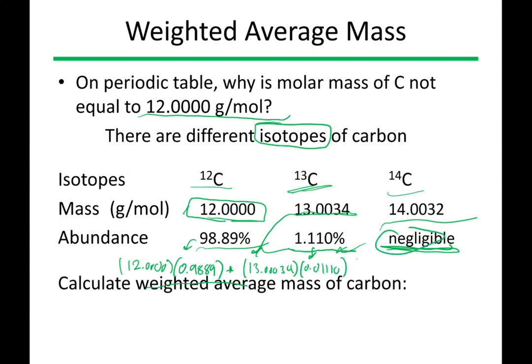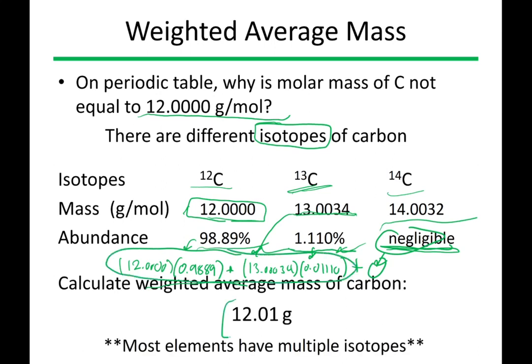And since this is negligible, that would just end up being 0. And so if we add these two together, we get a value of 12.01 grams, which is what we see on the periodic table.